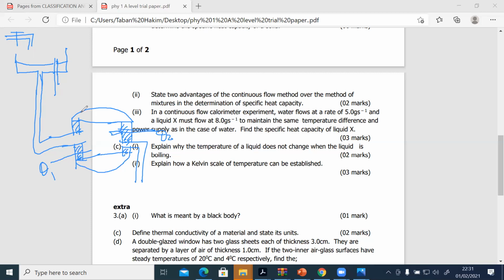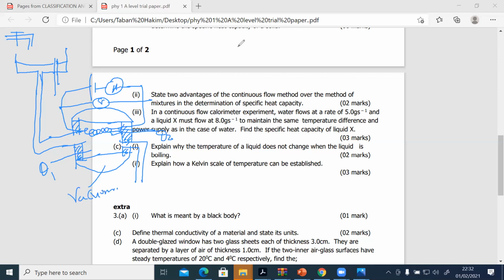This is thermometer 2. And then on this other side, we have a coil, a heating coil. And then we have the source of current. We have the switch. We have the ammeter. We have the voltmeter. Yeah, like that. So this is our vacuum.